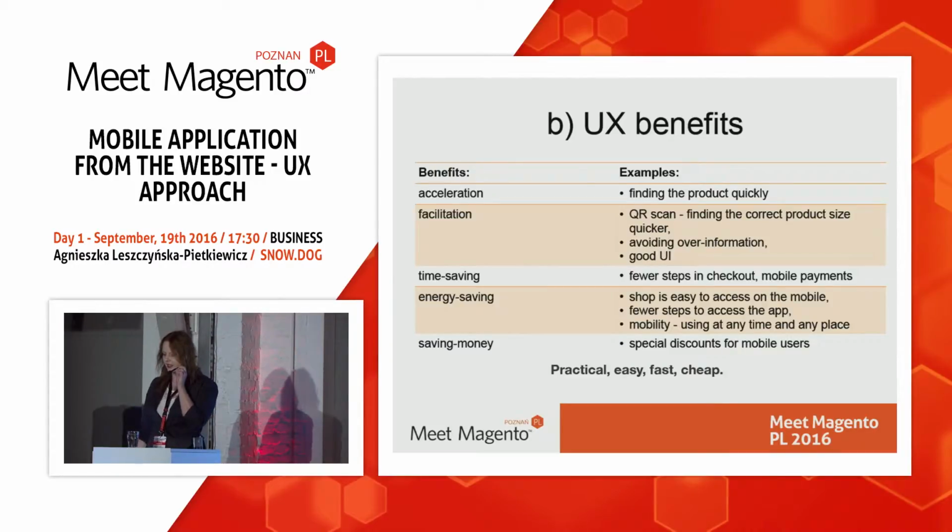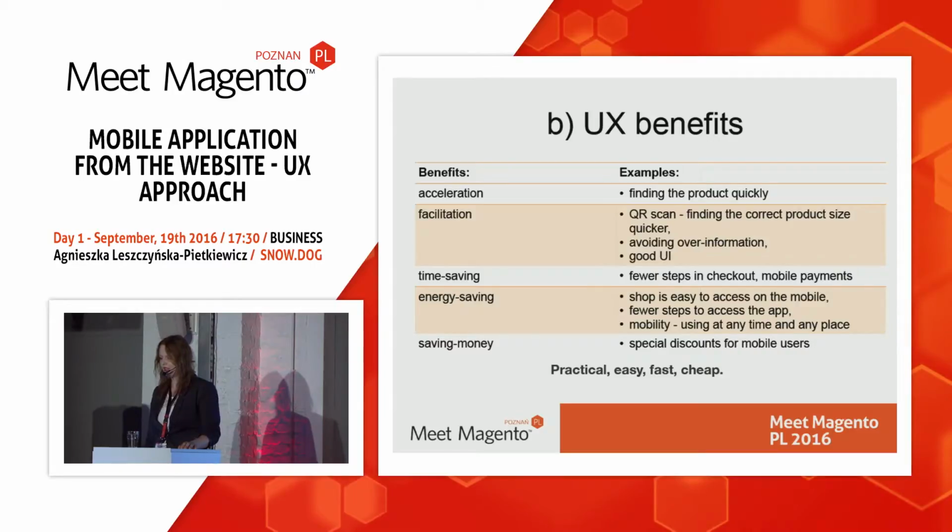For time saving, examples are fewer steps in checkout and mobile payments. They are really the core of earning money. So if you have too long a checkout and it takes so much time to pay, people just won't do it. Energy saving. The shop is easy to access on the mobile. You just have it on your phone, so you can access it anytime. Fewer steps to access the app.